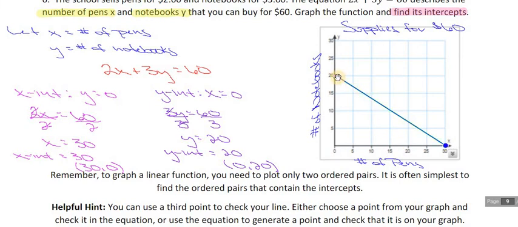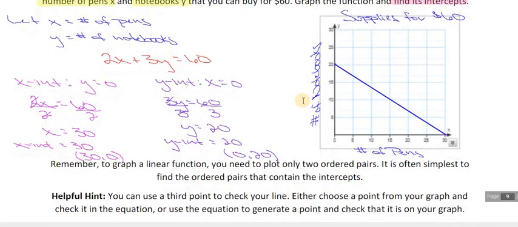All right, so what does this mean? Well, let's interpret. It says to graph the function and find its intercepts. Now, here's the thing. In this particular situation, we're not going to go beyond each of our intercepts because we only have a set fixed amount of money. Okay, and we're not going to buy negative pens. We're not going to buy negative numbers of notebooks. So what do these intercepts actually represent?